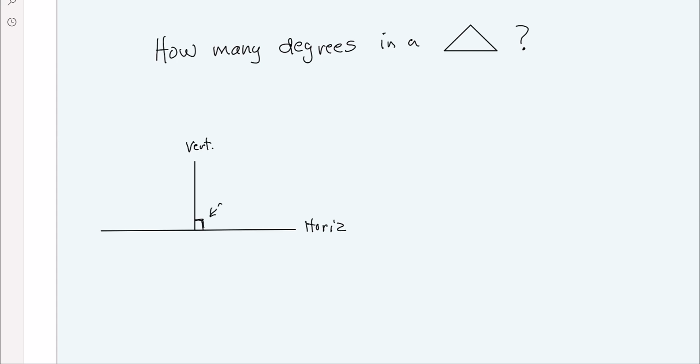Well, if this is 90 degrees, that means this right angle over here is also 90 degrees. That means on that straight line, these two angles add up to 180 degrees. Can you see that? This angle right here and this angle right here sit on a straight line. So that's called a straight angle. The measure of a straight angle is 180 degrees.